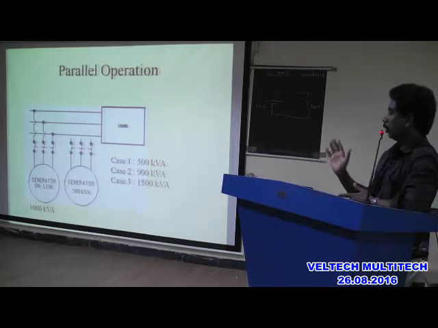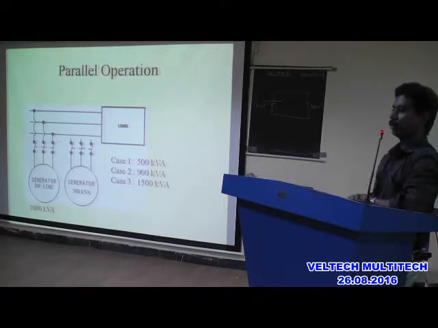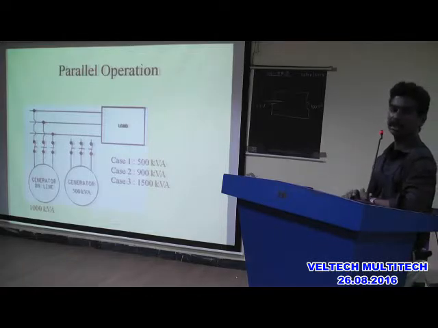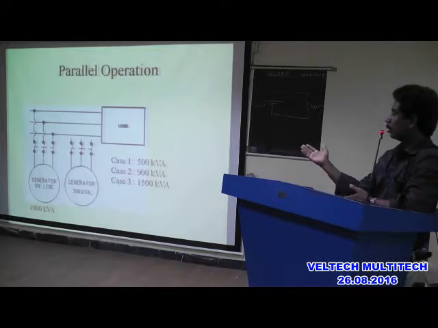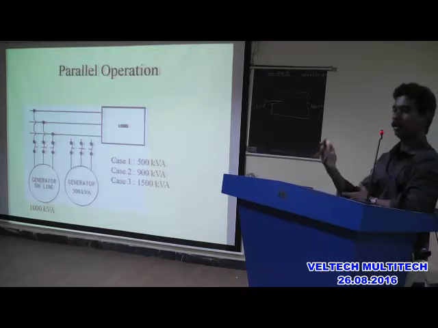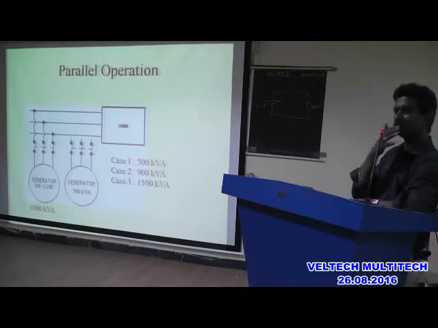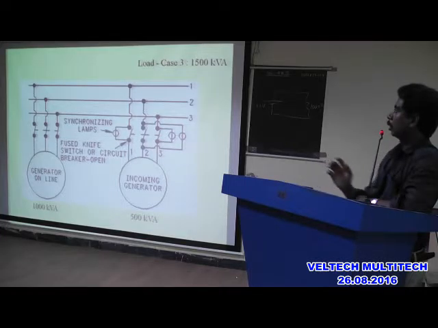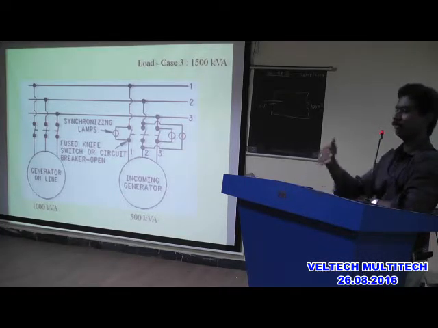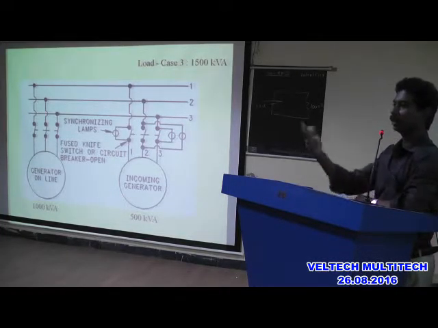Now the load requirement is 1500 kVA and the generating capacity is also 1500 kVA, so we can easily satisfy it if you assume a lossless system. If you assume a lossy system, then for 1500 kVA you need to install more, 1700 or 1800 kVA, based on the losses. Now, can you straight away connect this alternator with the existing alternator or bus bar?